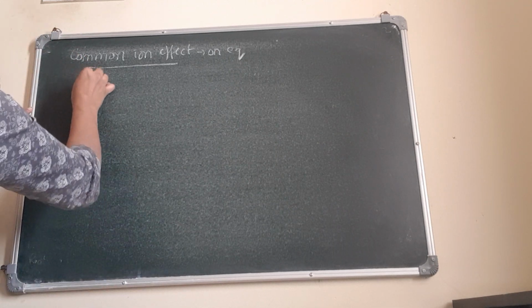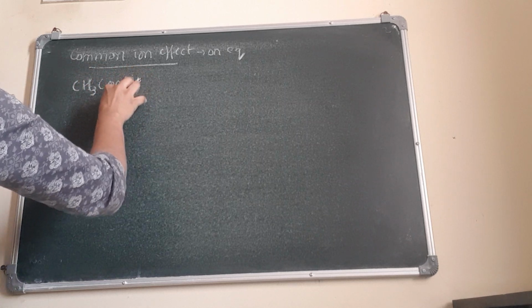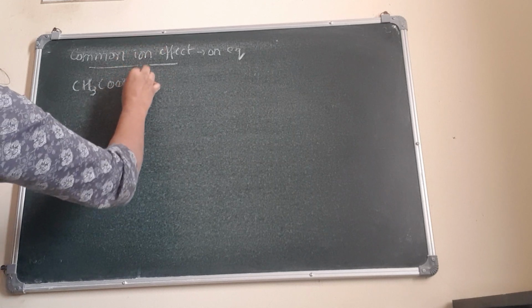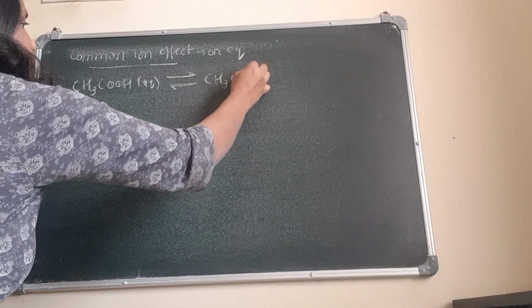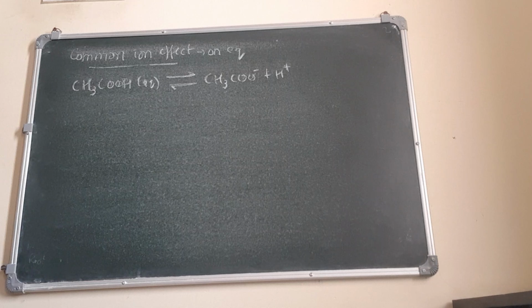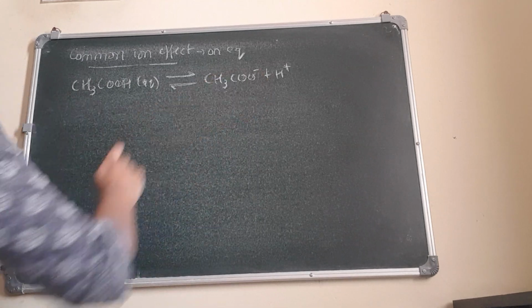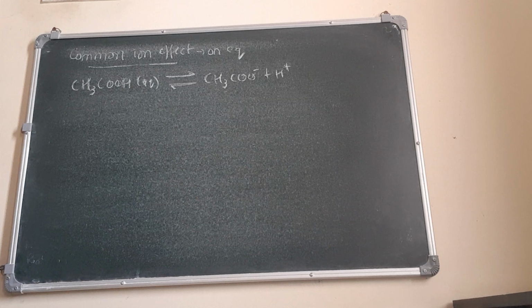Alright, so let us take an acid, acetic acid, which is a very weak acid, in aqueous solution. Let us say it is giving you acetate ion plus H plus ion. On dissociation, it's giving you H plus and acetate ion. Now let us say equilibrium has been established. There are few ions and there is mostly acetic acid as it is, because it's a weak acid.